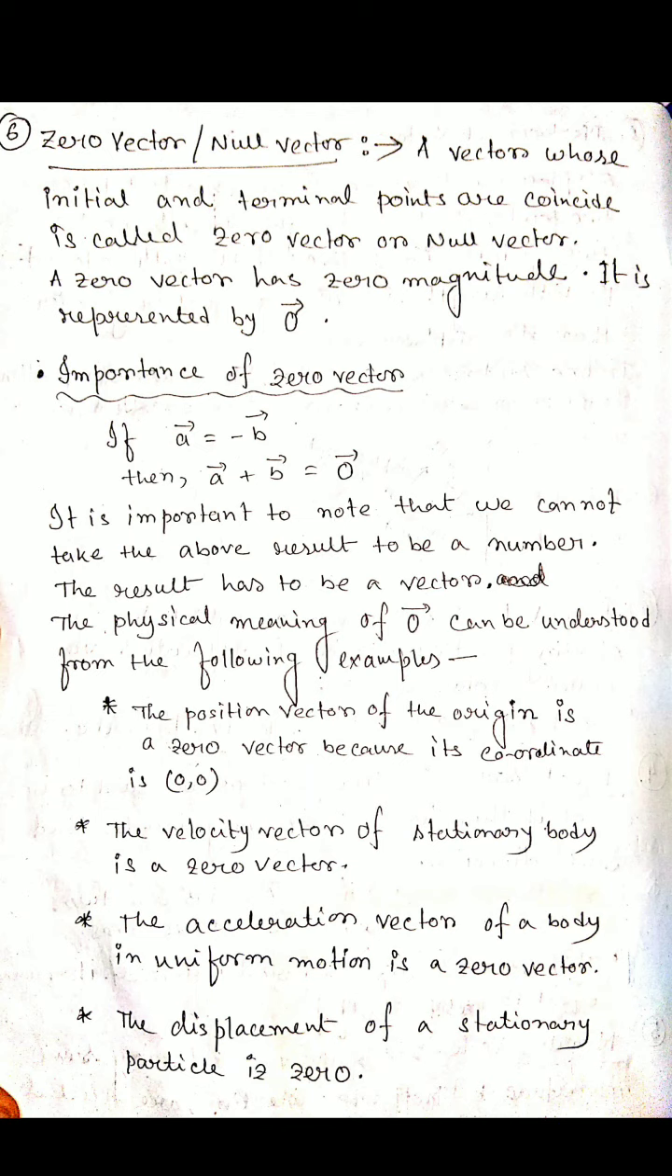Now, the velocity vector of a stationary body. Stationary body means one which is fixed at a certain point. So when it is fixed, it does not have any velocity, that is 0. So for that kind of object, we can use the 0 vector because its magnitude is 0. So for both cases it is applicable. It is also 0 and it also follows the vector rules. In the same way, the acceleration vector of a body in uniform motion is a 0 vector.